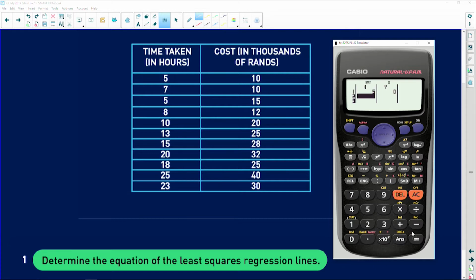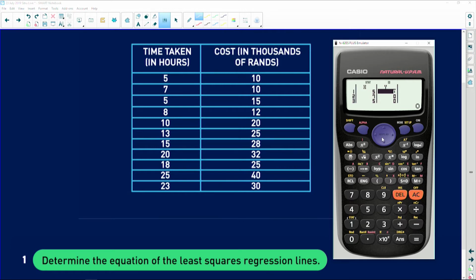So the first number is 5, enter, and then you've got 7, and then you've got 5 again, and then after that there's 8, enter, and then 10, equal to, and then 13, and then you've got 15, and then after that there's 20, after 20 you'll get 18, after 18 you'll get 25, and then after that you'll get 23, and then you can clearly see that we've got 11 scores in total.